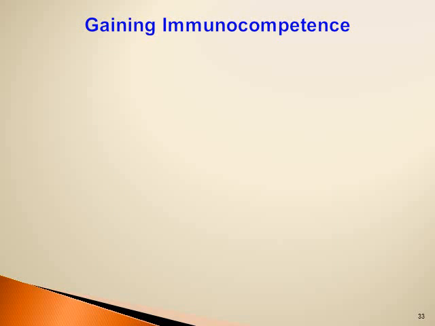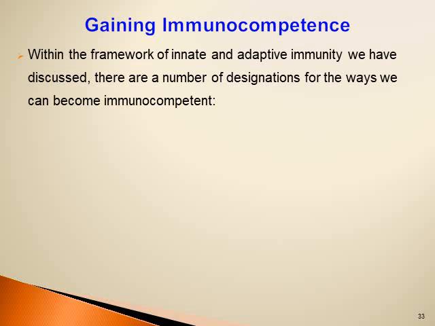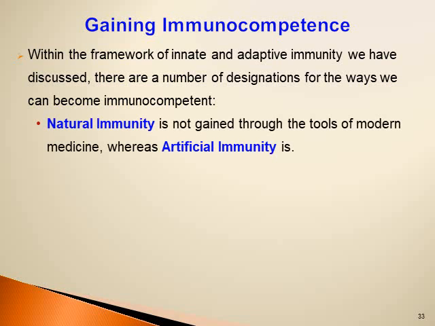Now, gaining immunocompetence, or becoming immune, within the framework of innate and adaptive immunity we have discussed. There are a number of designations for the ways we can become immunocompetent. We can be immunocompetent by natural immunity, which is not gained through the tools of modern medicine like a vaccine, which is artificial immunity. So there is natural immunity and artificial immunity, and I will give examples about them in the next slide.